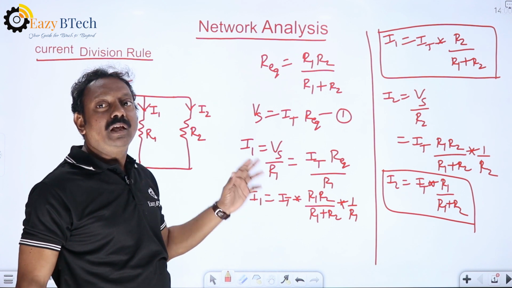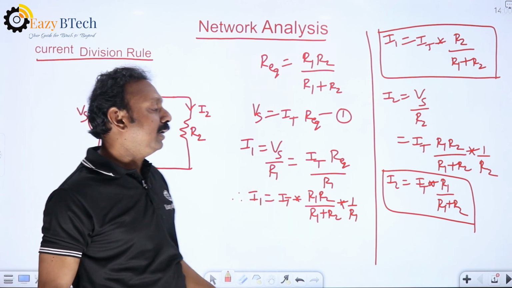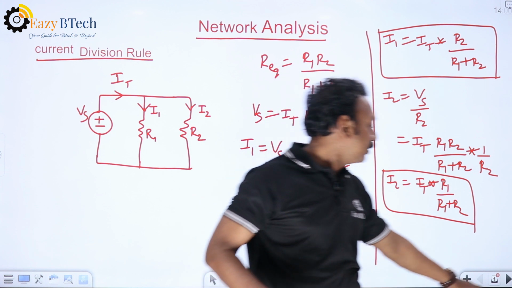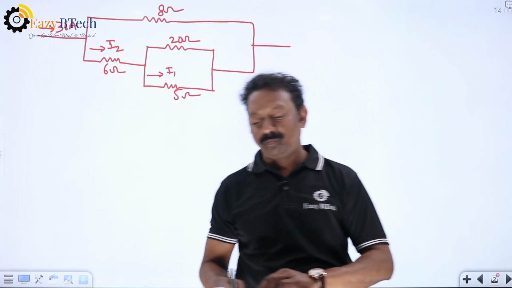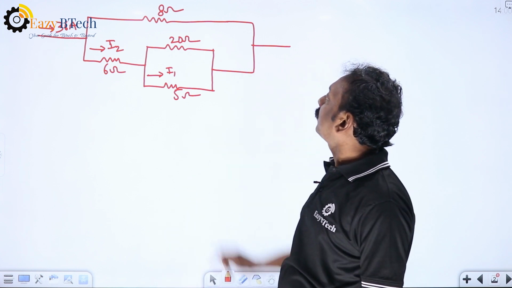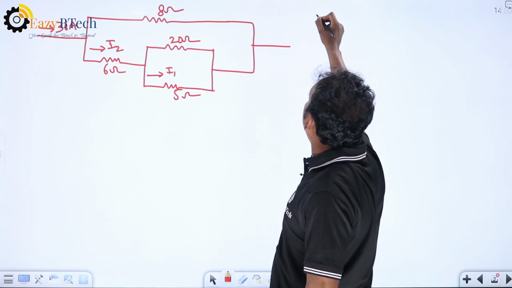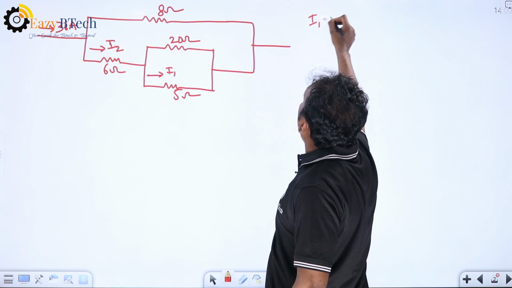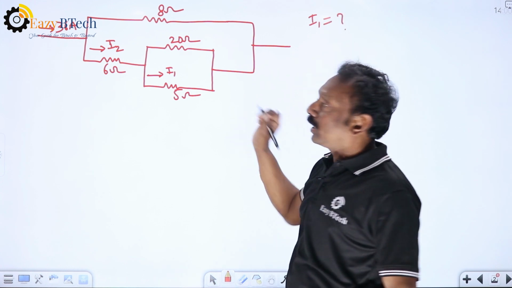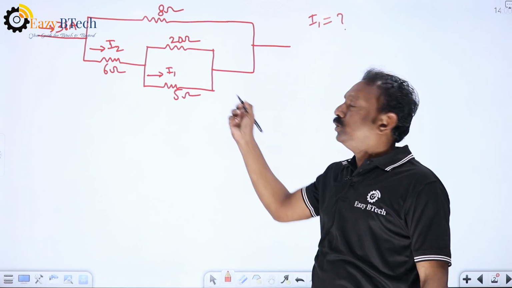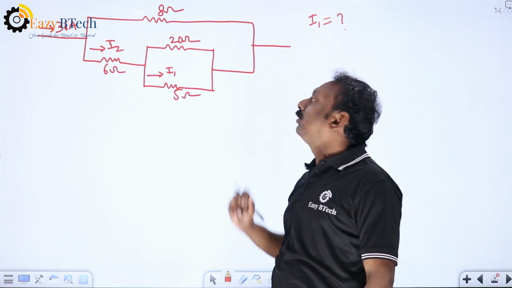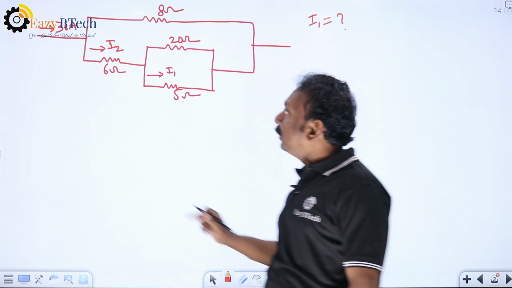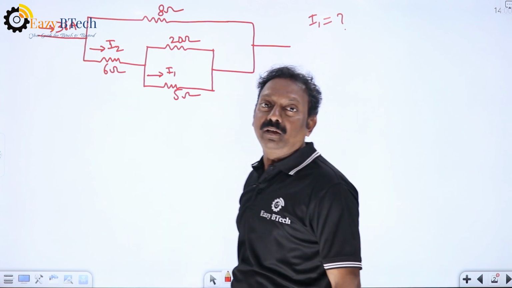How to apply the current division rule in problems? Let us take some word questions from different university question papers. First problem: determine the I1 value using the current division rule only. This is one of the JNTU old question papers. How to find the I1 value? I1 is the current through the 5 ohms. The total current given is 36 ampere.